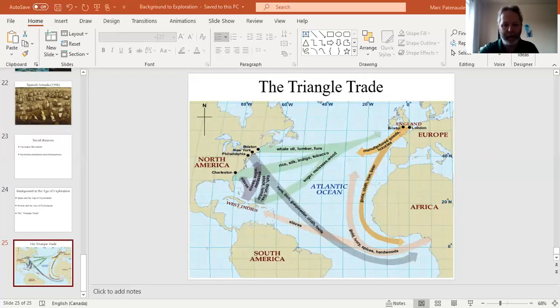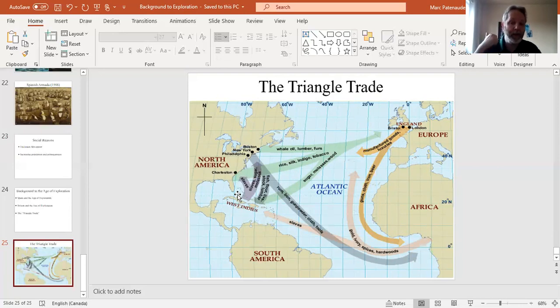So manufactured goods. I apologize, I hit the wrong button. Manufactured goods, guns, beer, iron, luxuries would go down to Africa, one point of the triangle. From Africa, these goods, guns, cloth, beer, iron, would be traded for natural resources, gold, ivory, hardwoods, or they would be traded for slaves. And then these slaves would be sent to English colonies in the West Indies, as well as the North American colonies.